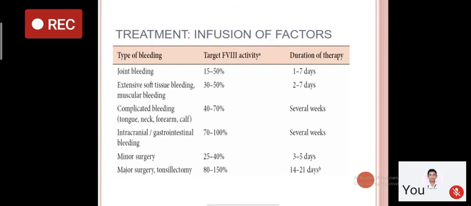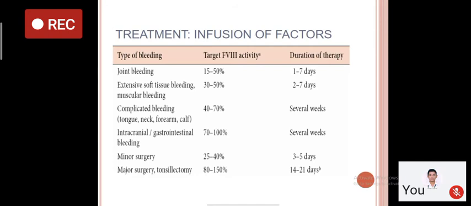And how we should target that, how much factor 8 activity needs to be targeted. So it depends upon the type of the bleeds. If the bleed is in the joints or the bleed is not very massive, then the target factor 8 activity required is around 15 to 20%, and the duration of therapy is around 1 to 7 days. While in patients with extensive soft tissue bleeds or muscular bleed or bleeding in a target joint, the target factor 8 activity may be around 30 to 50%, and the duration is again depending upon the response to the therapy.